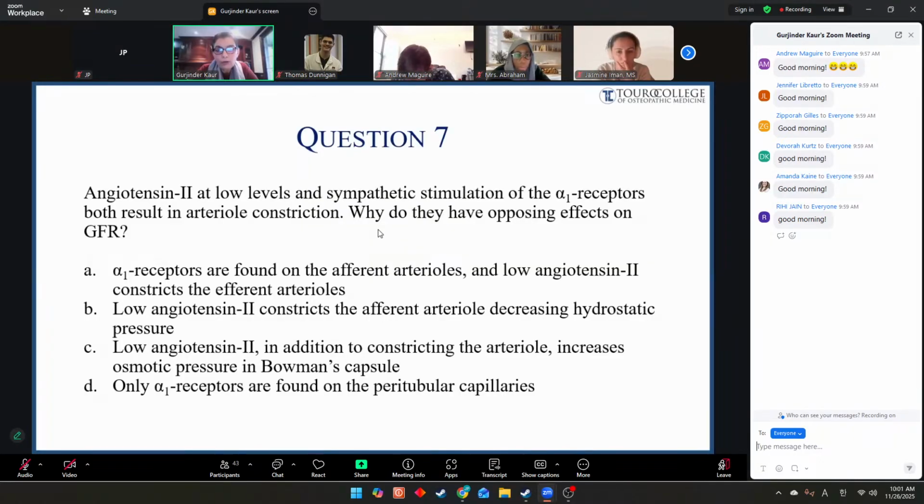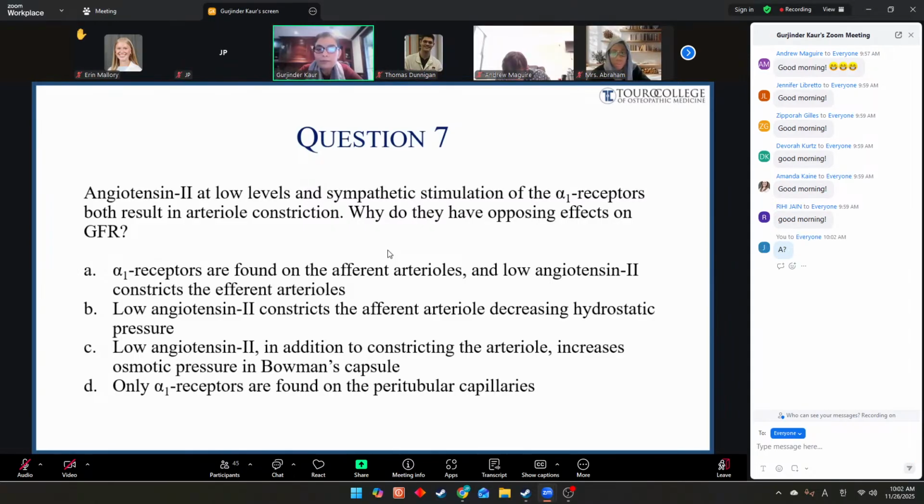Angiotensin 2 at low levels, and then sympathetic stimulation of alpha 1 receptors. What do we mean by that? What's the role? Why do they have opposing effects? Can anyone explain? Yes, Adam, please go ahead.